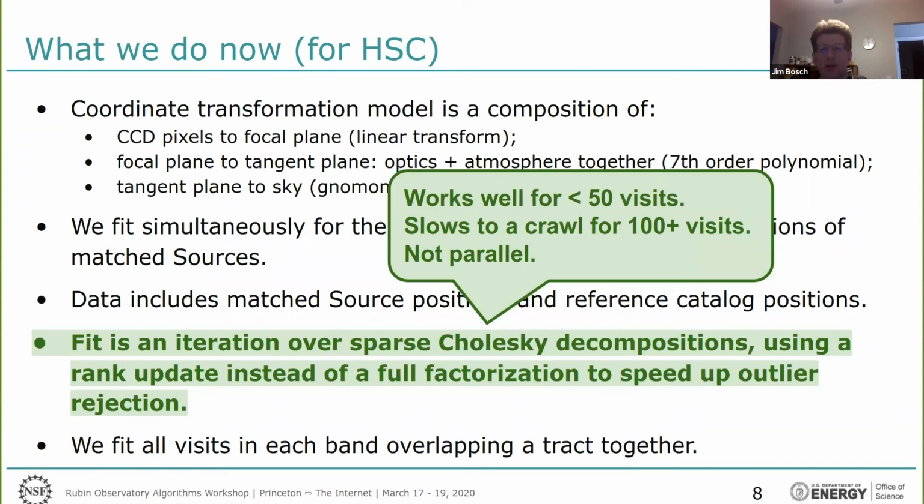It's also worth noting that this sparse matrix approach was something that worked well for a long time for us because it works quite well for less than 50 visits. But we've recently started processing data that has a few hundred visits, and it's really slowed to a crawl for both of these. Again, this is the HSC ultra deep fields, and we're running into the fact that we're using a third-party solver that's sort of a unique one, and that's not parallel. So if we wanted to make it parallel, we would have to invest time in doing that.